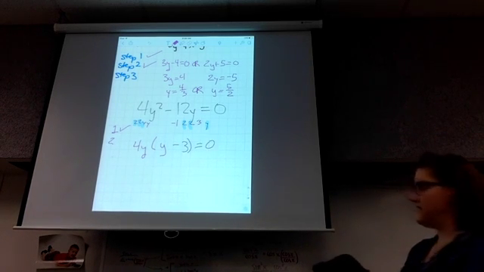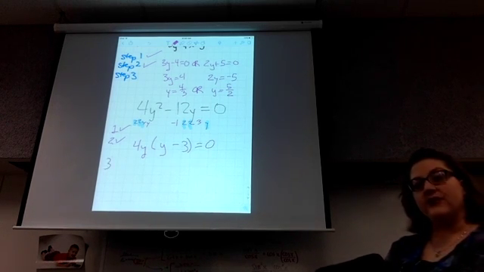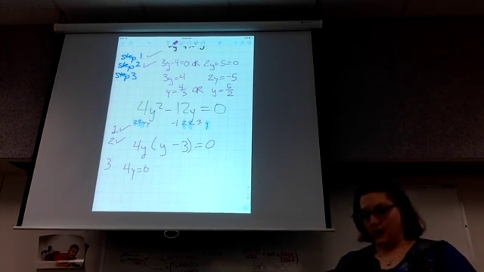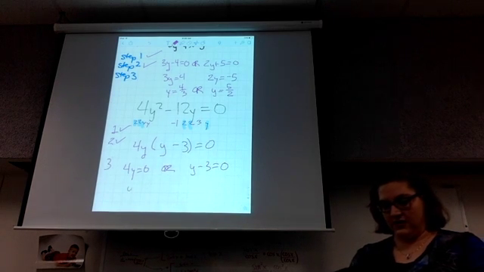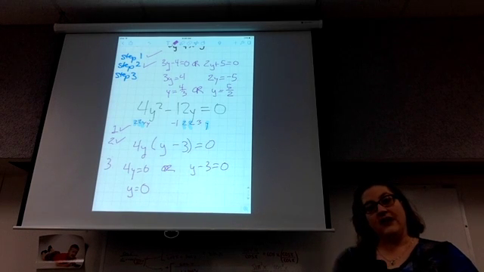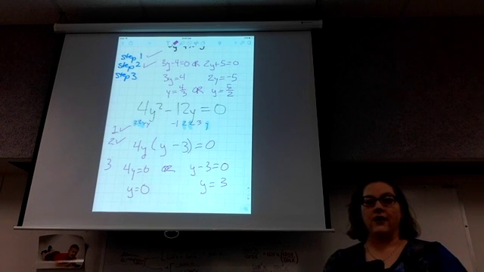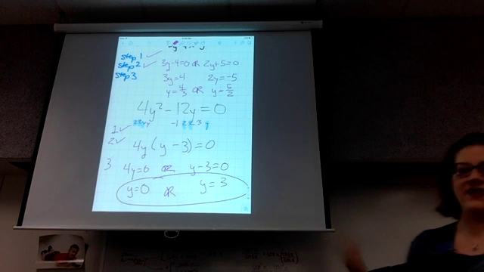So now it's factored. Check. Step 3, set each factor equal to 0 and solve. So we're going to have either 4y is equal to 0 or y minus 3 equals 0. And we're going to solve that. If I divide 0 by 4, that's 0. If I am subtracting 3, the inverse is to add 3 to the other side, then that would be a 3. So my final answer is y equals 0, or it could be a 3, and that would make the original equation true.